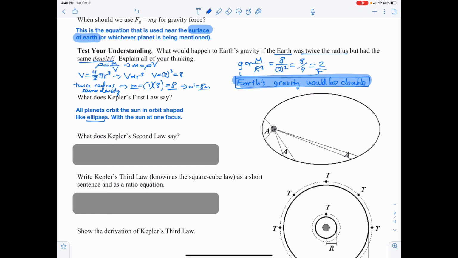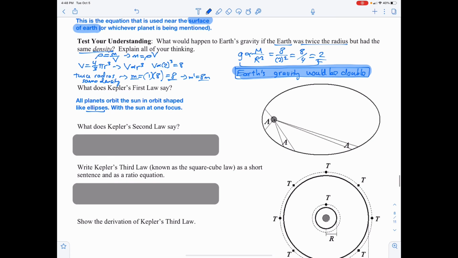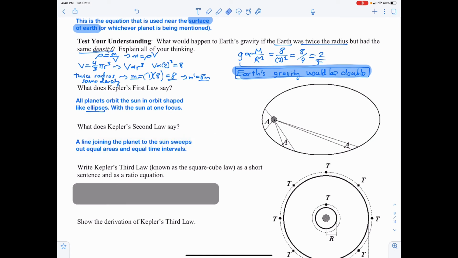Ellipses are elongated circles, kind of like what we see over on the side right here, where instead of having just a circle, you have what are called foci, or focus points. So one focus point, and then you have another focus point on the other side. Well, the sun is one of those focus points right there. We call it foci for plural. Focus singular, foci plural.